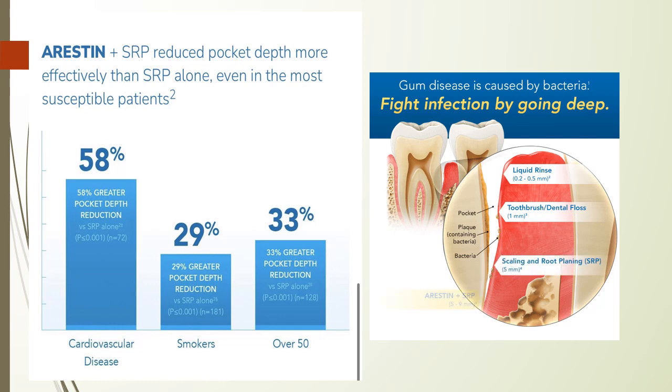As we've talked about in the previous slide, Arestin and SRP together work great. They have better benefits as compared to SRP alone. Arestin and SRP have 58% greater pocket depth reduction for people with cardiovascular disease. In people who smoke, there's 29% greater pocket depth reduction as compared to SRP alone. And in people over the age of 50, there's a 33% greater pocket depth reduction as compared to SRP alone. So the studies definitely prove that Arestin, if used with SRP, has more benefits as compared to Arestin or SRP used alone for gum diseases.